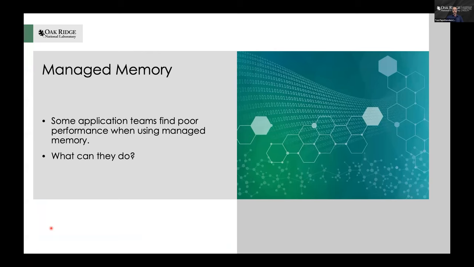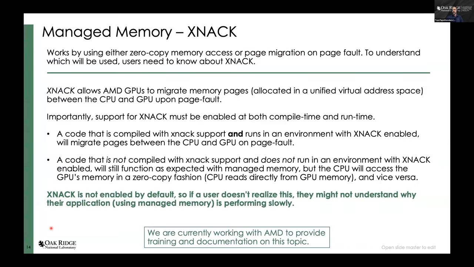Another place that we saw some issues with poor performance was with managed memory. And this was from the hackathons, as well as in tickets. And so what you need to understand about managed memory, if you're not familiar, this is where you are essentially implicitly letting the system decide when your data needs to be moved instead of doing it explicitly.